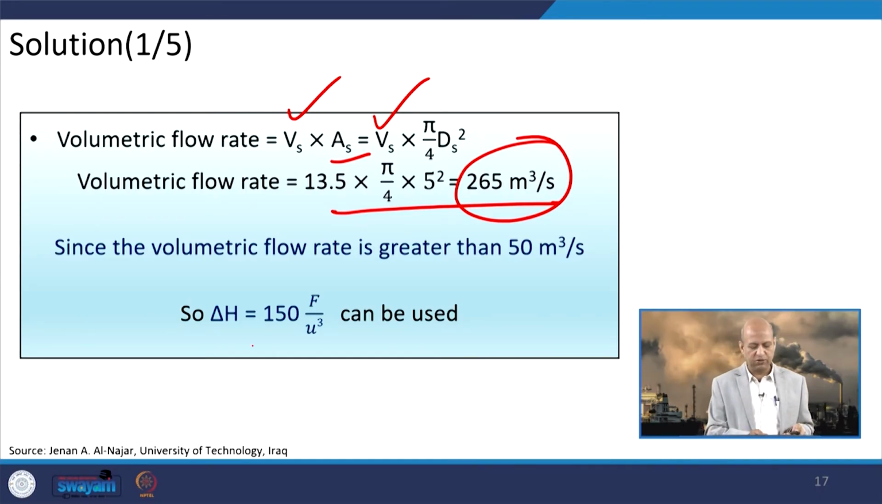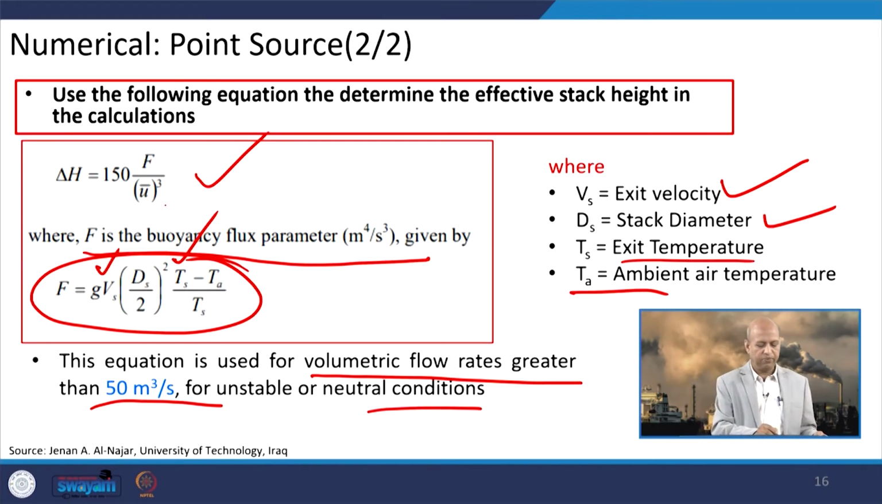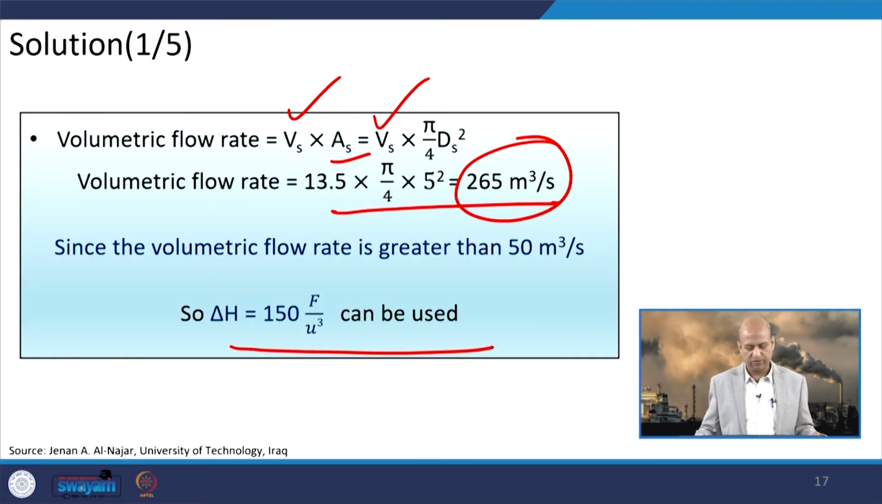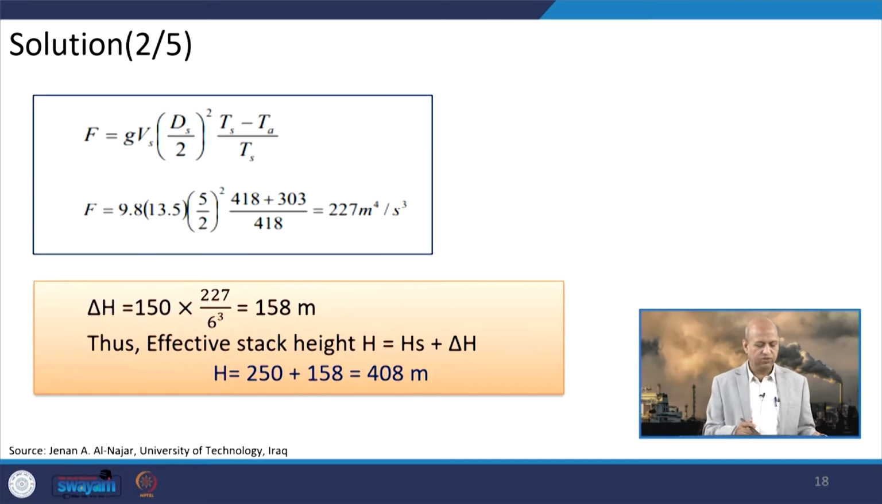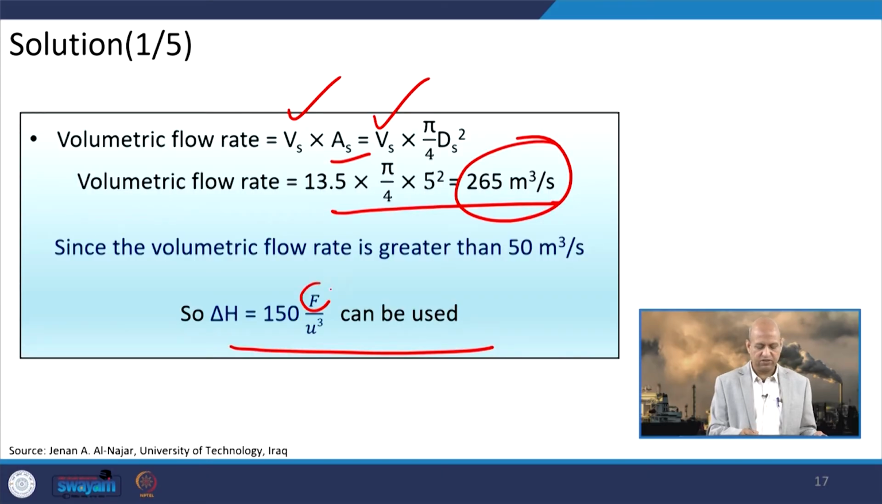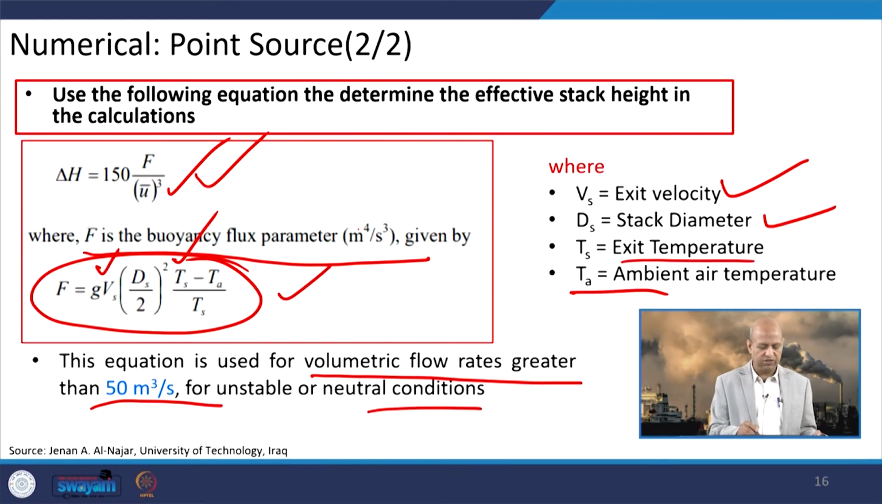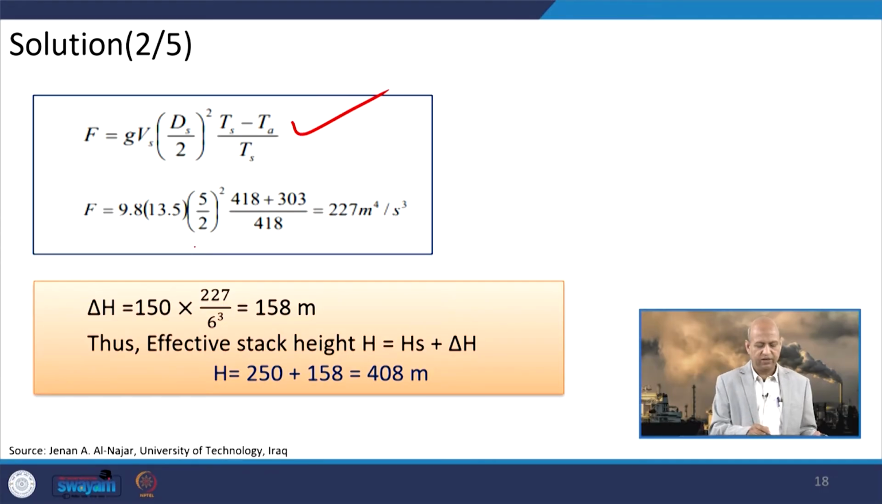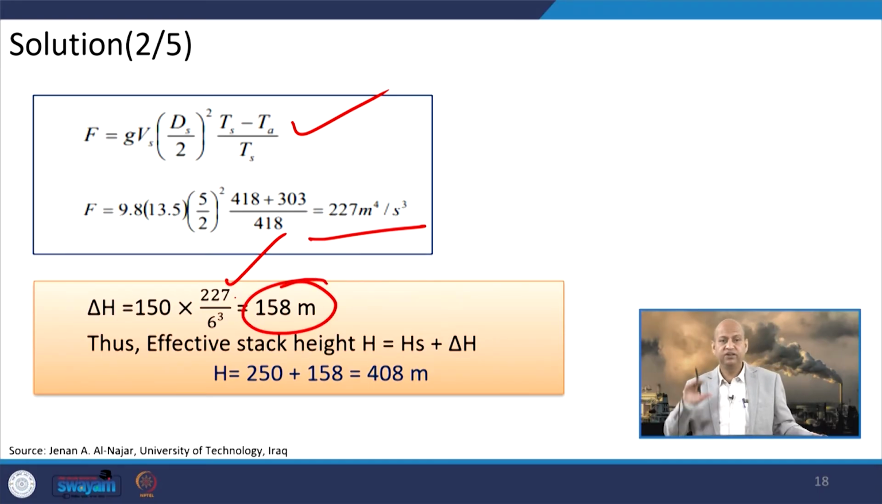So, that is why this particular delta H equation can easily be used, delta H equals F by u cubed, where u is the wind velocity. For that we first need the F value, which we calculate from this equation. This is around 227, we put that value here, and the wind velocity is already 6, so we take its cube and calculate delta H as 158 meter, that is the plume rise.